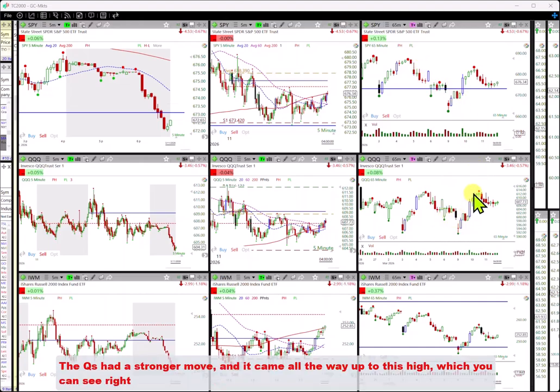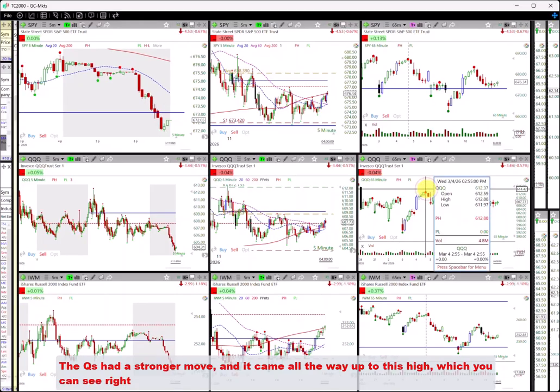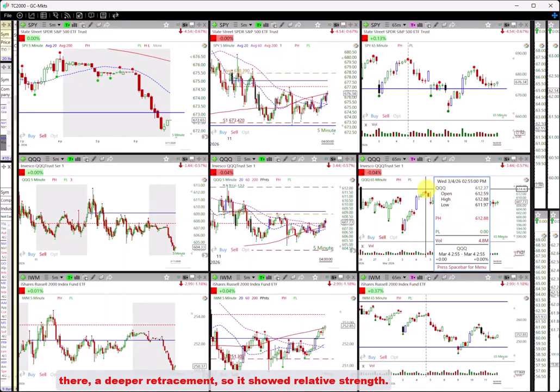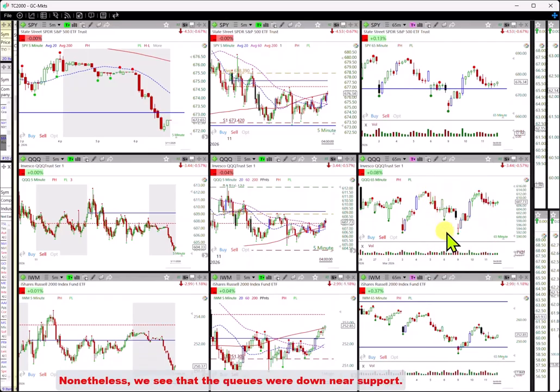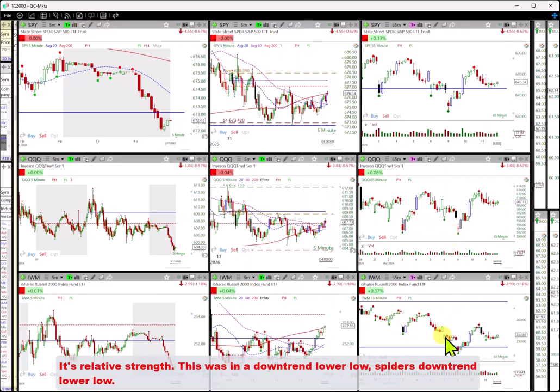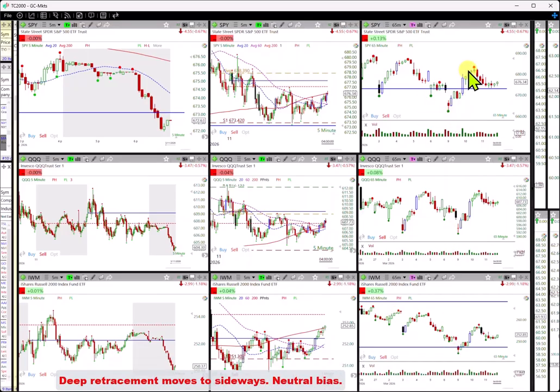The Qs had a stronger move, and it came all the way up to this high, which you can see right there, a deeper retracement, so it showed relative strength. And the Russell showed relative weakness because it didn't even get anywhere close to that high. Nonetheless, we see that the Qs were down near support. It's relative strength. This was in a downtrend, lower low, Spiders downtrend, lower low. Deep retracement moves to sideways, neutral bias.